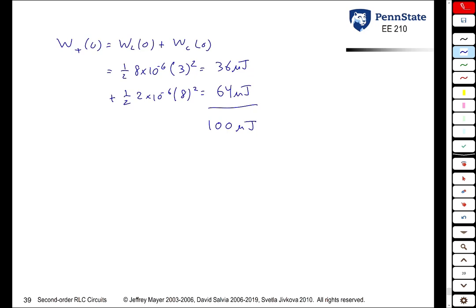As we stated though, this initial energy is not going to go anywhere, which means the energy at any time has to also be 100 microjoules, which we can also see by finding an expression for the energy as a function of time. The energy as a function of time is going to be 1/2 times the inductor value times the current through the inductor squared plus 1/2 times the capacitor value times the voltage across the capacitor squared.